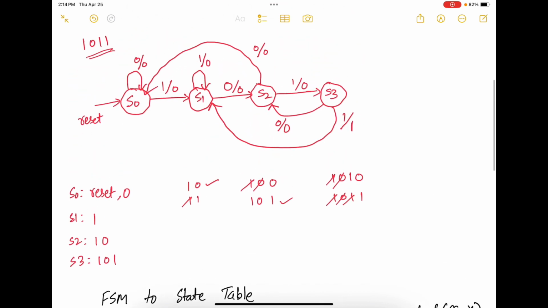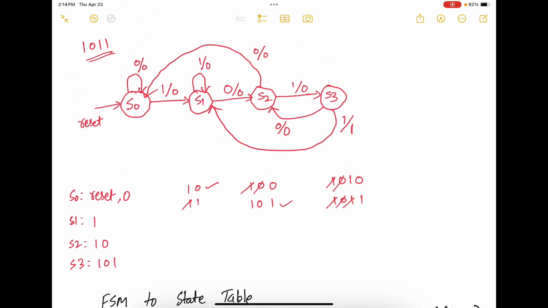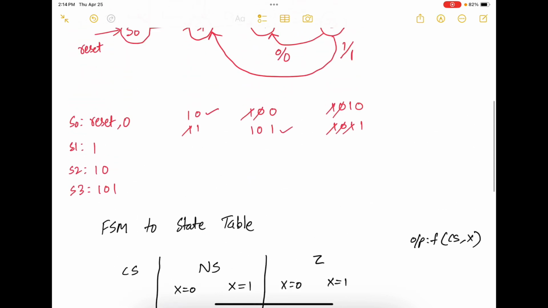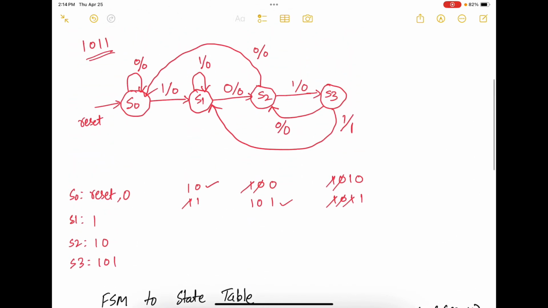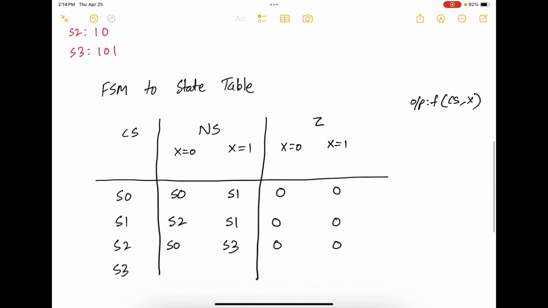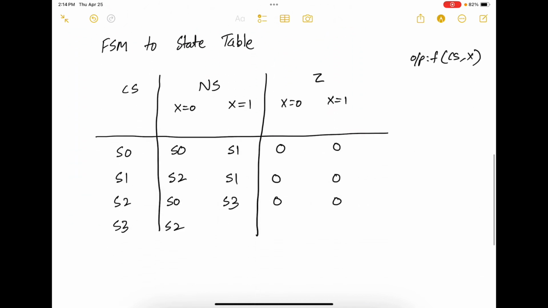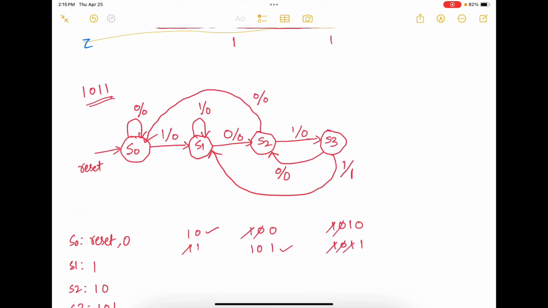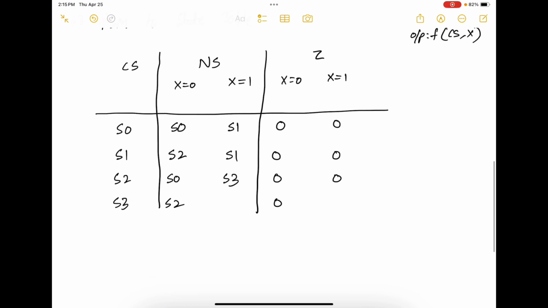Next, from S2, if you get a 0, you move to S0. And if you get a 1, you move to S3. So S0 and S3. And in both these instances, your output is a 0. When you're in the state S3, if you get a 0, you move to S2 with your output 0. If you get a 1, you move to S1 with the output 1.